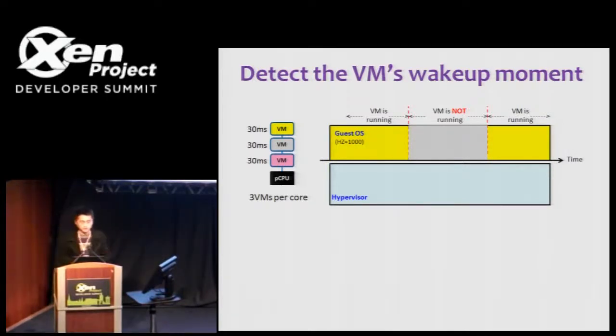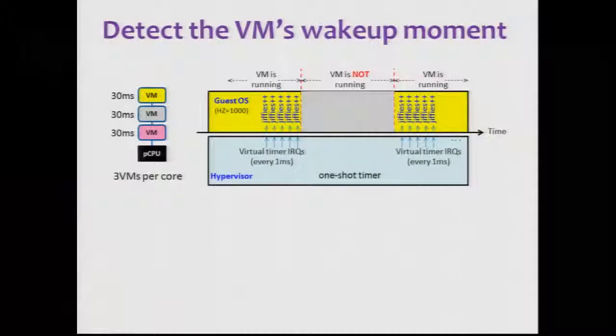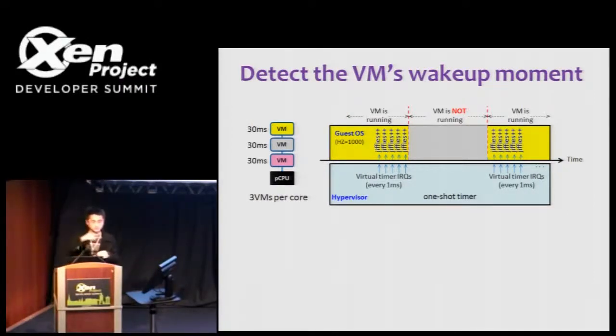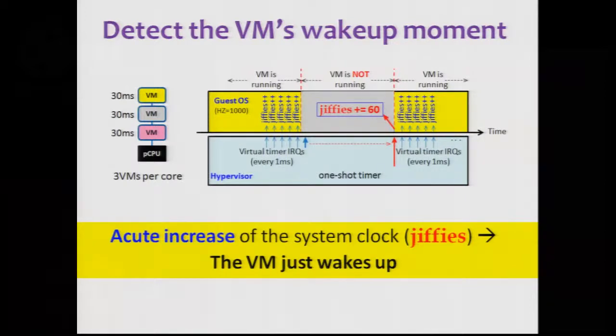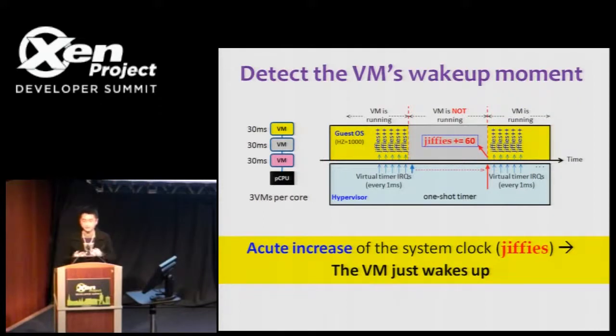Suppose we have three VMs per CPU core, and the tick rate in the guest OS is 1,000. When the VM is running, it actually registers the clock event periodically to the hypervisor, and the hypervisor will use a one-shot timer to provide the virtual timer interrupt, so that the guest OS can increment its system clock called jiffies. However, when the VM suffers the scheduling delay, the pre-registered event can only be delivered to the VM after it wakes up. In this scenario, since the maximum scheduling delay is 60 milliseconds, it can cause a sudden increase of 60 to jiffies. So if we detect that the system clock does not increase continuously, we have some confidence to say that the VM just suffers a scheduling delay and it just wakes up.